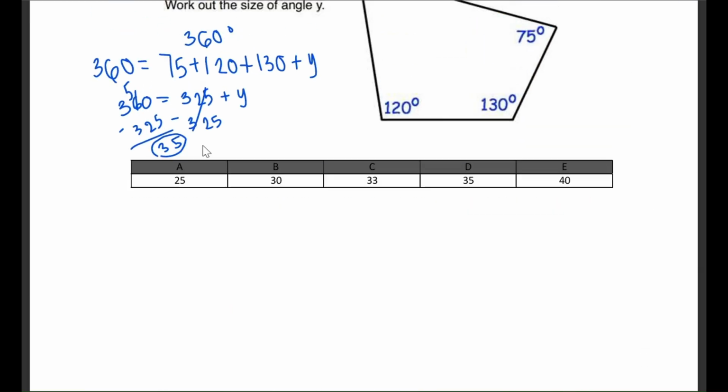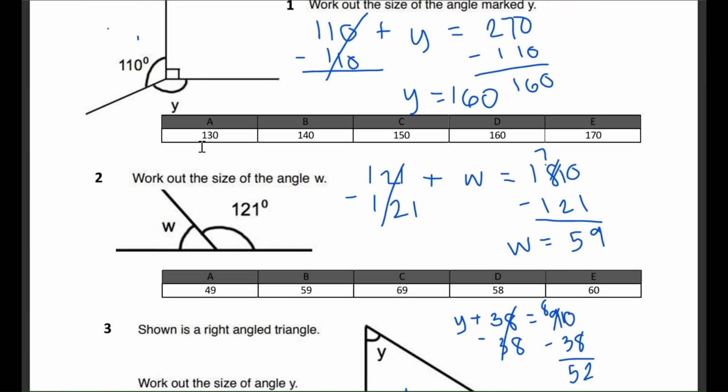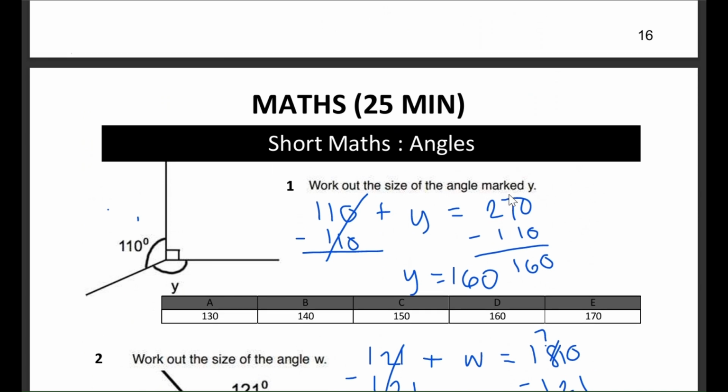Continue with question number 1 from the math section. Question number 1 says, work out the size of the angle marked Y, given that the adjacent angle is 110 degrees. You have these options. Option A, 130. Option B, 140. Option C, 150. Option D, 160. And option E, 170. The correct answer here is option D, which is 160 degrees.